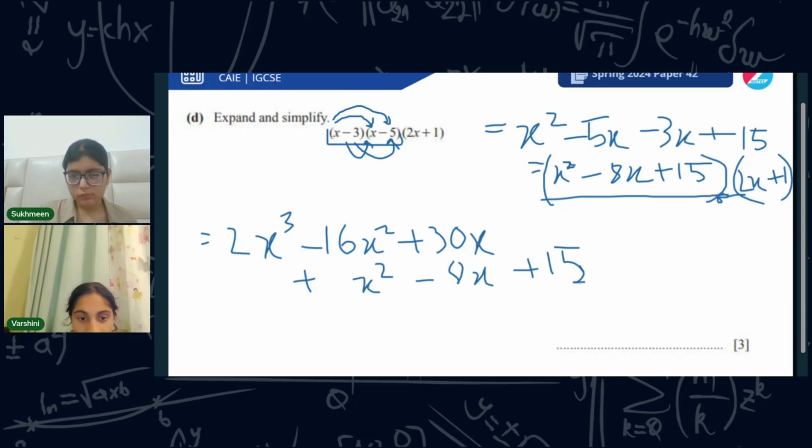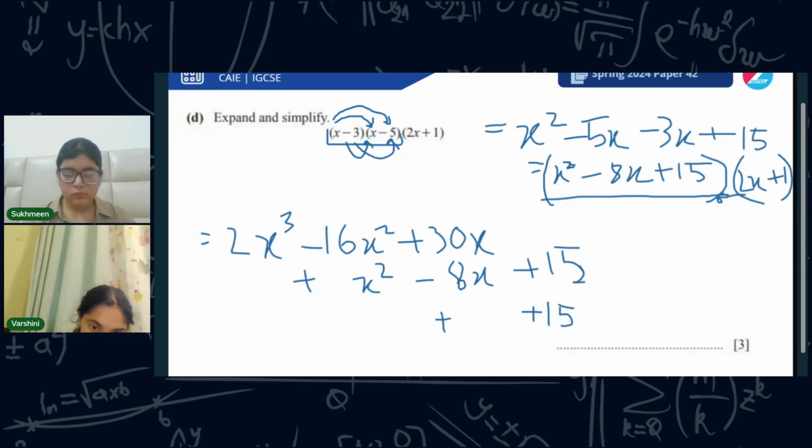Okay, so now we have these similar terms. So we just have to add minus 16x squared and x squared, and 30x and minus 8x. So we can rewrite this. First, we're going to put, again, 15 at the end. Now we have 30 minus 8. So if you put that in your calculator, you should get 22x.